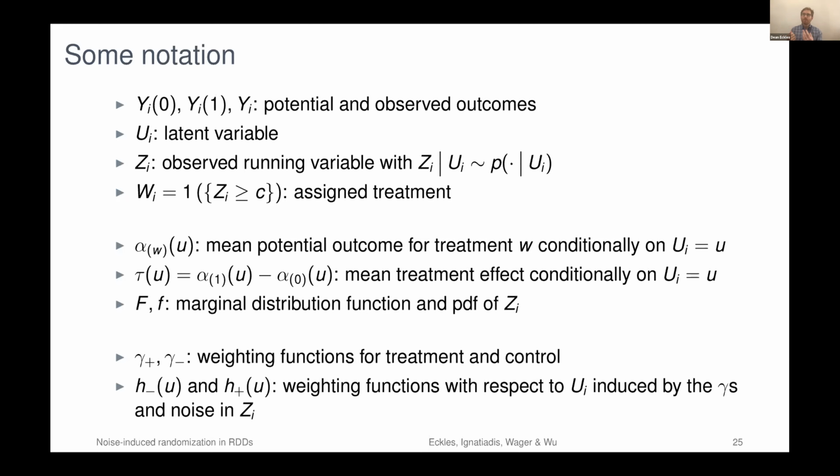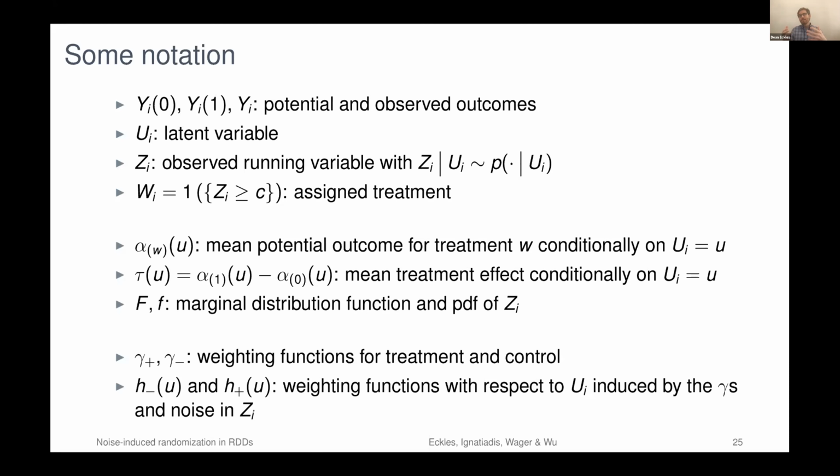So alpha is going to be the mean potential outcome for the potential outcomes under treatment and control as a function of the latent variable U. Tau as a function of U is going to be the mean treatment effect conditional on U. And big F and little f are going to be the marginal distribution function and PDF of the observed running variable.